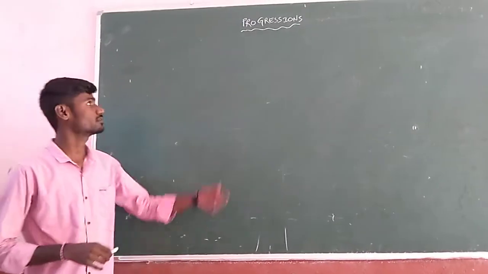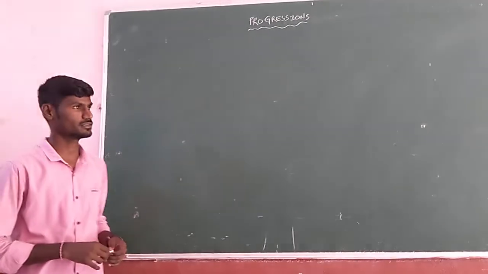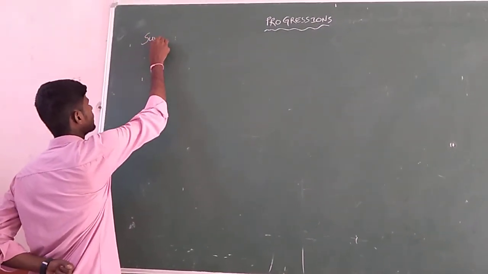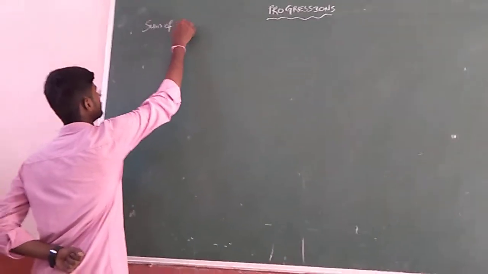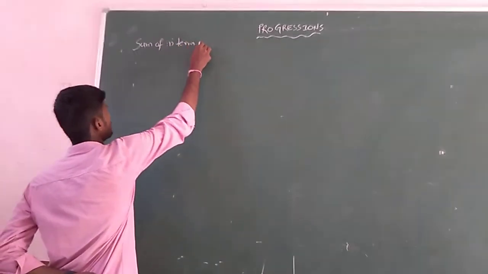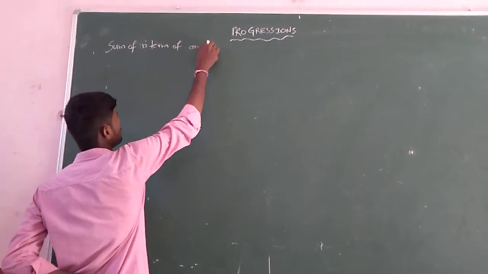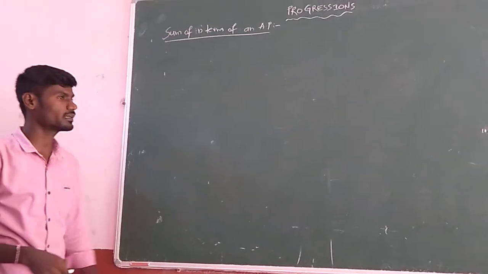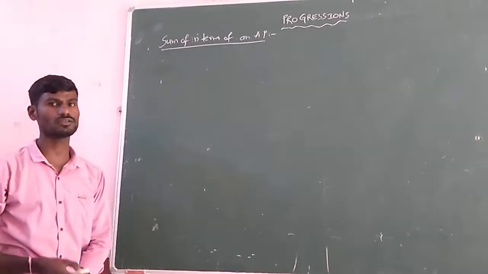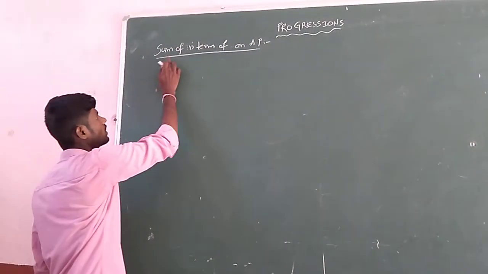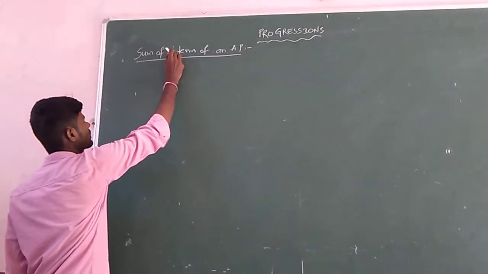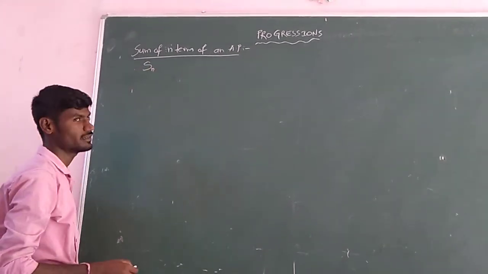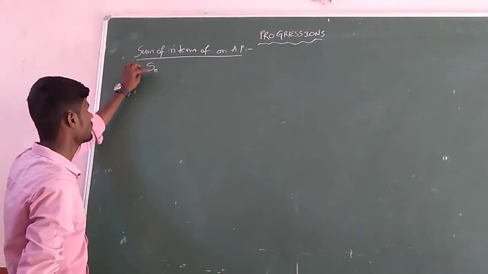Today's topic is progressions. In this, we are going to discuss the sum of n terms of an AP, the sum of n terms of an arithmetic progression. This topic and the problems on it we are going to discuss today. The sum of n terms we denote as S suffix n, Sn. Sn indicates the sum of n terms.